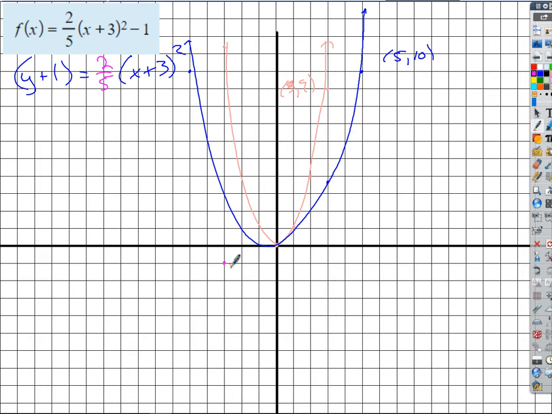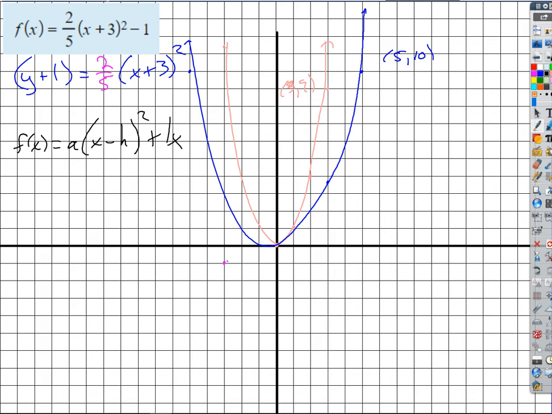Yeah, because remember what we're doing is we're comparing this to the standard form. The standard form is going to be a times the quantity x minus h squared plus k, right? So the value of k is -1. The value of h is -3, because we're subtracting -3, and a is positive 2/5, right? Okay, so we would just scoot the whole thing down to there, so that's where the vertex would go.